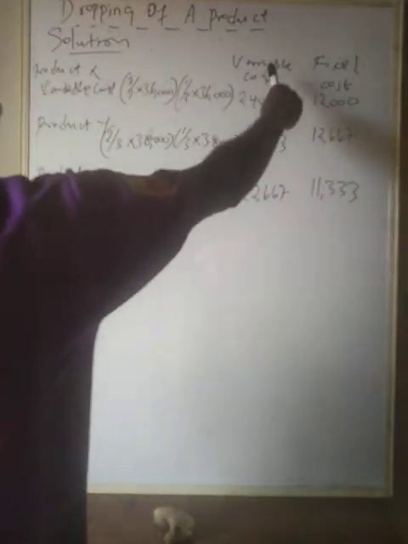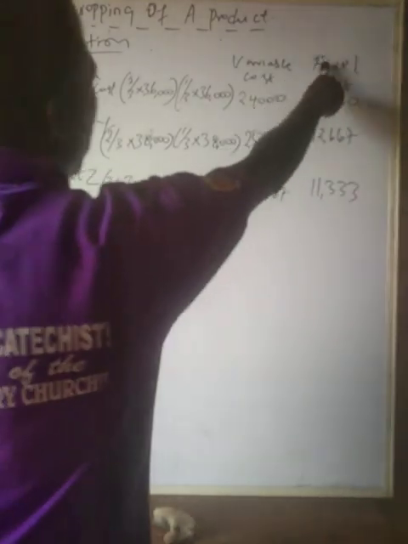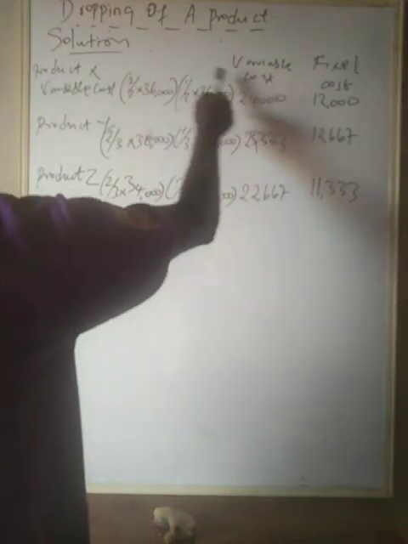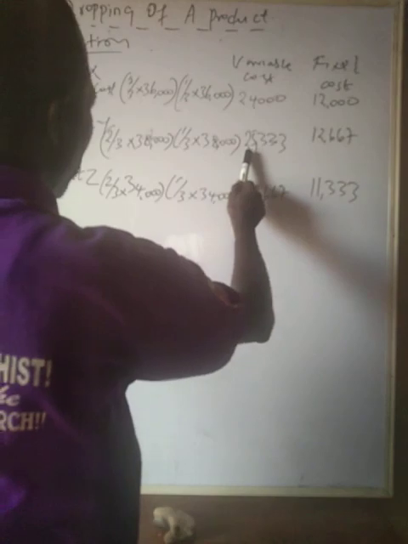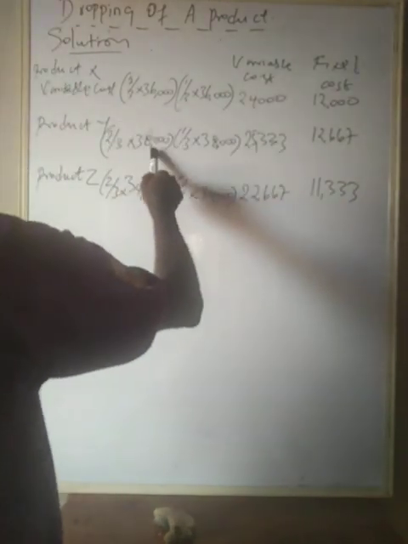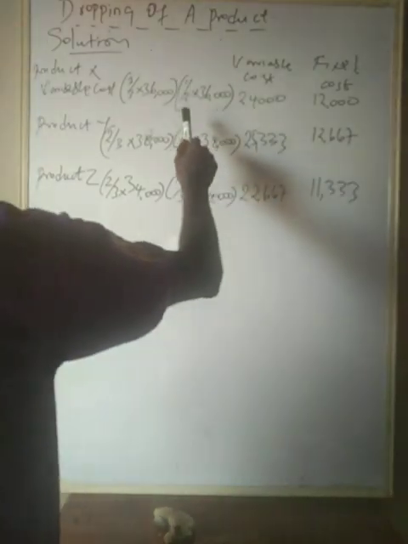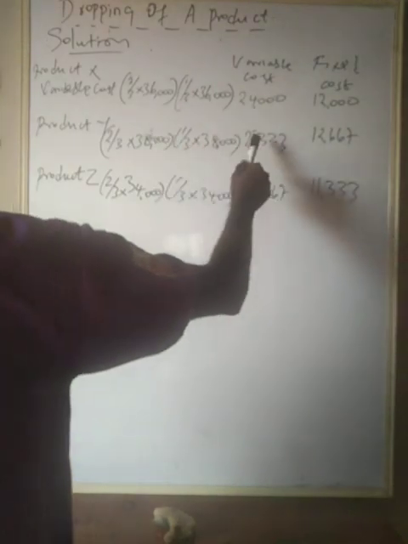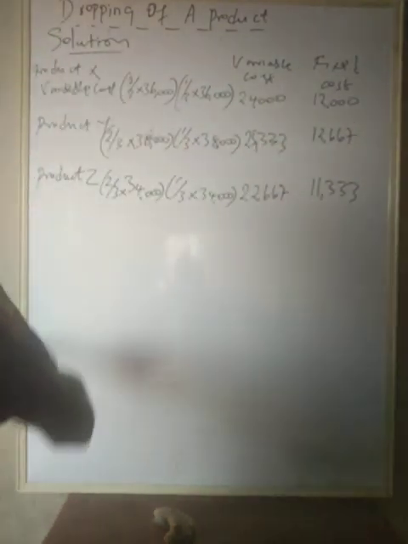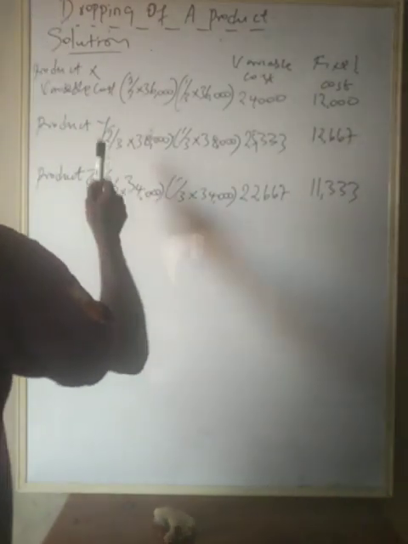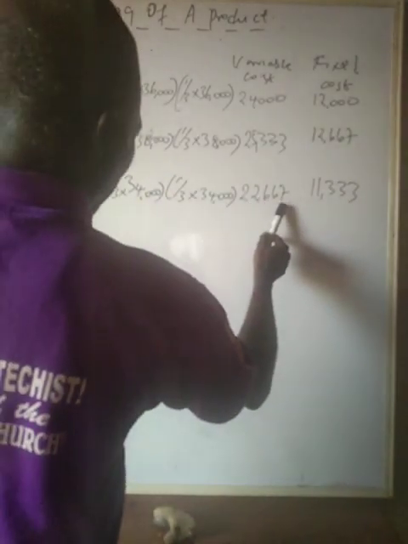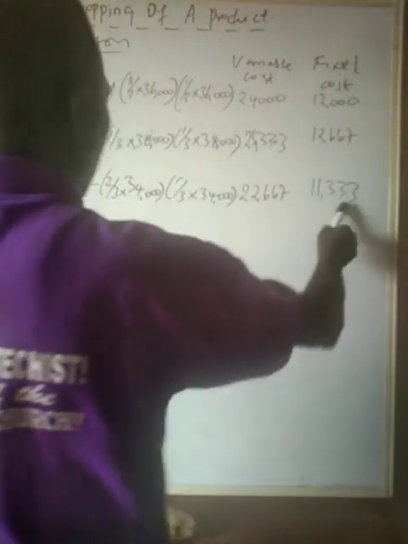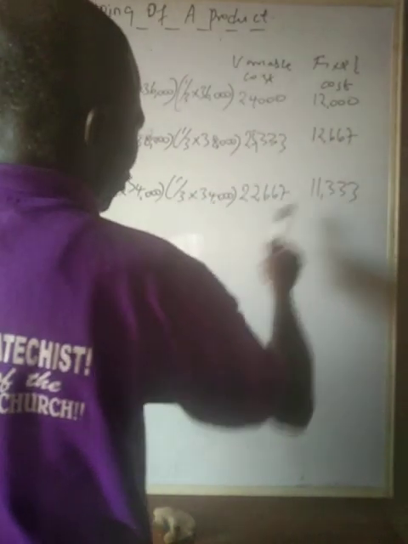For product X, the variable cost is 24,000, while the fixed cost is 1/3 of 36,000, 12,000. 2/3 of 36,000, 24,000. Product Y, 25,333. That is 2/3 of 38,000. For the fixed cost, 1/3 of 38,000 is 12,667. Then for product S, the total cost is 34,000. The 2/3 of it is 22,667, and that's the variable cost. And the fixed cost element is 1/3 of 34,000, giving us 11,333.